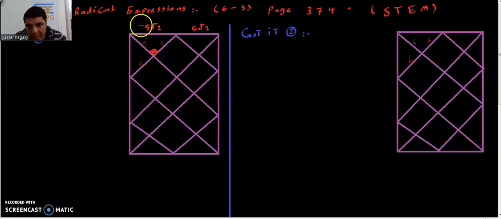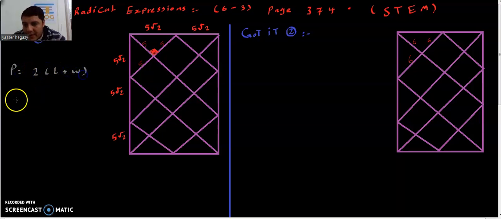Here, for width and length, it will be 5 square root of 2, 5 square root of 2, 5 square root of 2. The whole window here is a rectangle, so you must find the perimeter of a rectangle. The perimeter of a rectangle is equal to 2 multiplied by length plus width. Here the length is 5 square root of 2 plus 5 square root of 2 plus 5 square root of 2.